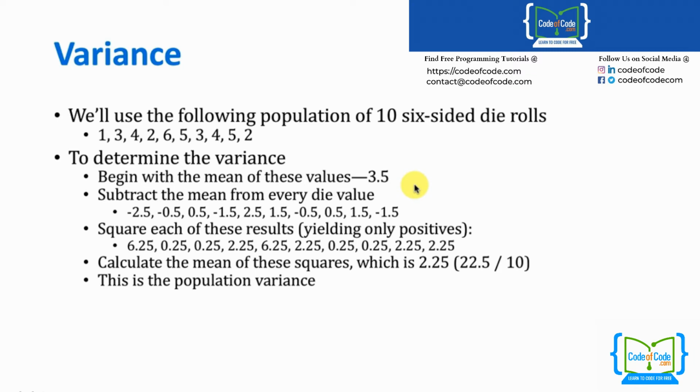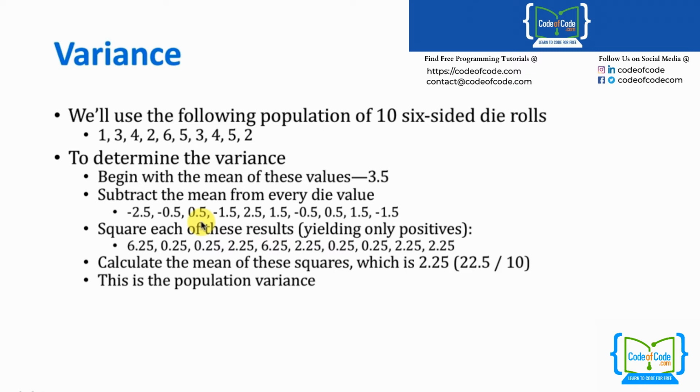The next step in determining the variance is to subtract that average from each individual value, which is also going to give you 10 values, some of which will be negative and some of which will be positive. So for example, 1 minus 3.5 gives you negative 2.5, 3 minus 3.5 gives you negative 0.5, 4 minus 3.5 gives you positive 0.5, etc.